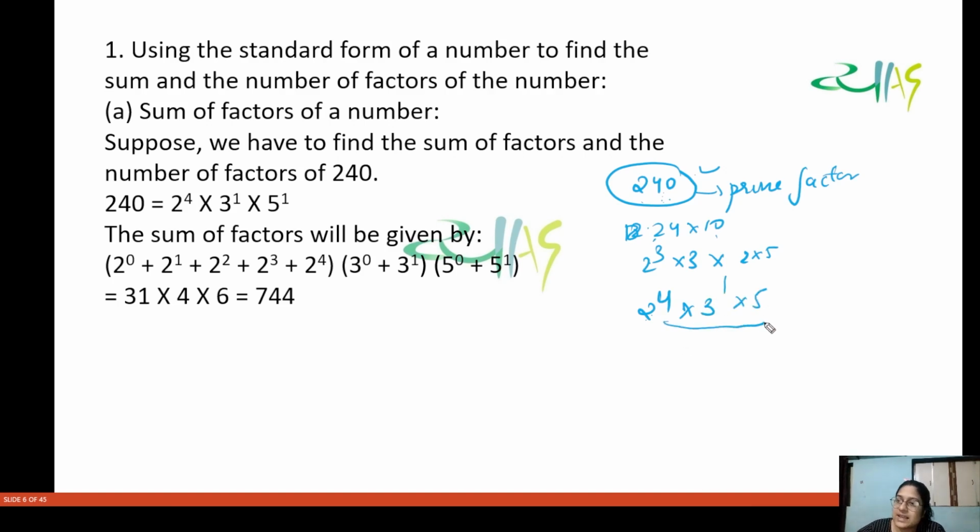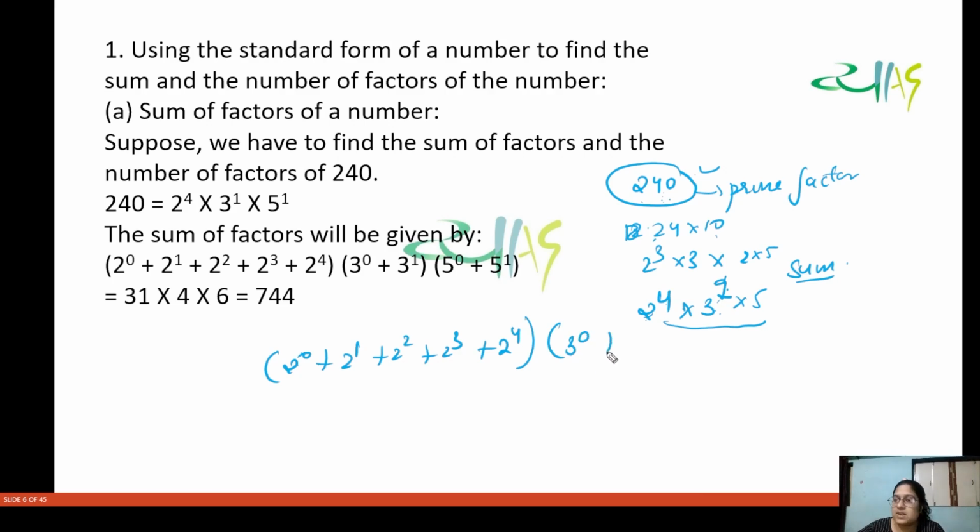Now see, the sum of factors can be given by this expression. Here 2 to the power 4 is there, so to find the sum of factors, write this 2 in this format: 2 to the power 0 plus 2 to the power 1 plus 2 to the power 2 plus 2 to the power 3 plus 2 to the power 4. So you have to start raising your power from 0 and keep adding. Then similarly do this for 3 to the power 1.